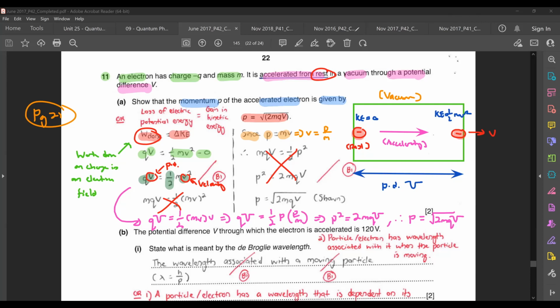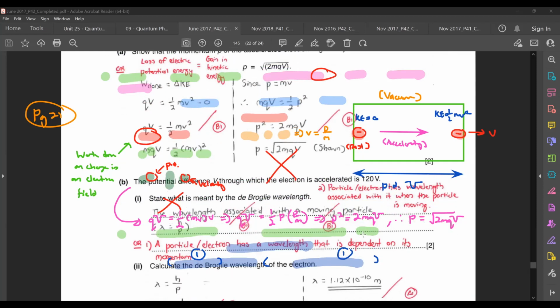Okay, then after that, you move on to part (b). The potential difference V through which the electron is accelerated is 120 volts. State what is meant by the de Broglie wavelength. So the de Broglie wavelength is simply the wavelength associated with a moving particle. Okay, so you mention wavelength, that is one mark. You say that it's associated with a moving particle, that is another mark. Okay, this is what the de Broglie wavelength actually is.